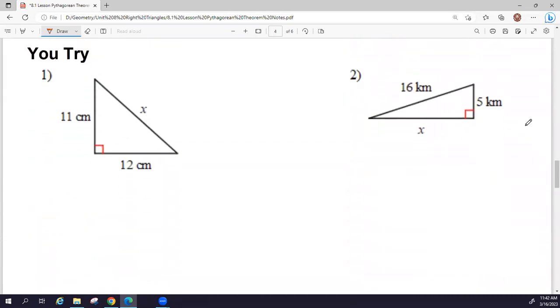So I want you to ask for help from one of us before trying these two problems if you didn't understand any or all of what I just said about those 3 triangles and the Pythagorean theorem. If you feel ready, then try these two. And then when you press play, you'll check your answer.